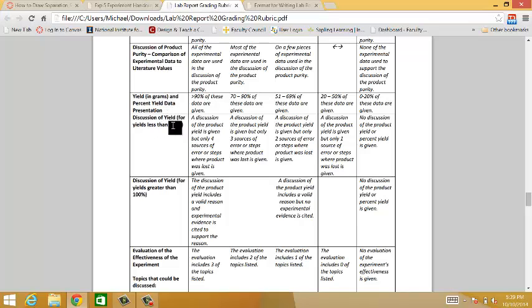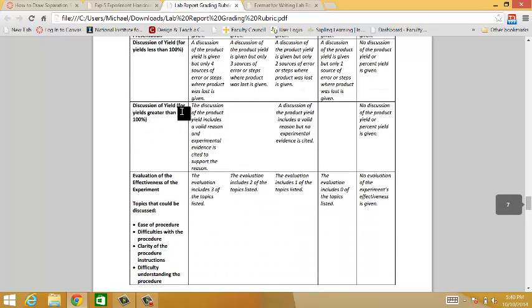In your discussion of yield, did you give me all of the sources of error? So it says a discussion of product yield is given, but only 4 sources. Actually, I've always asked for 5 sources of error, but only 4 sources of error would be enough to get full credit. If you only give me 3, then you're going to get a little lower, then 2, 1, and 0. So make sure if you're less than 100%, you include 5 sources of error.